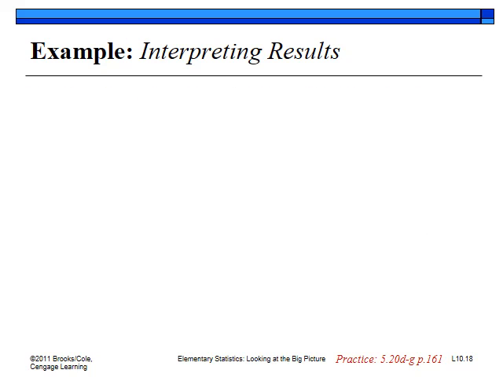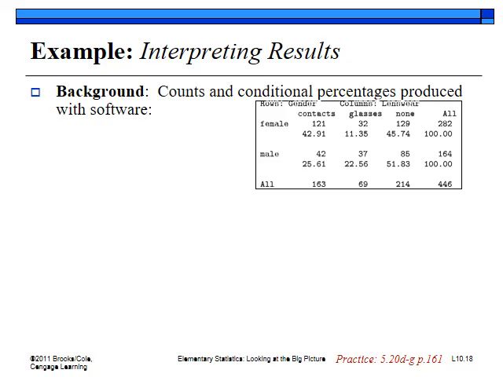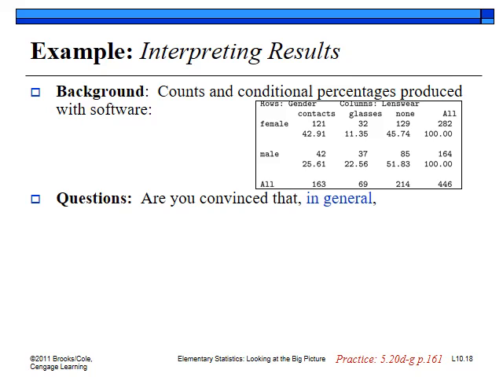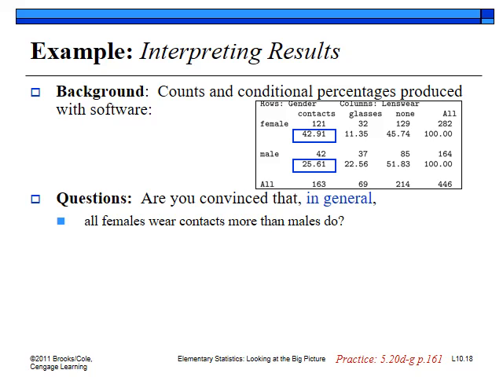So let's take a look at interpreting what we found. Looking at the counts and the conditional percentages that we can get from our pivot table, the question that we'd like to answer is, are you convinced that, in general, all females wear contacts more than males do? And that all males are more likely to wear no lenses than all females?